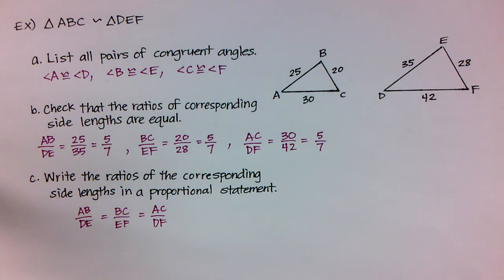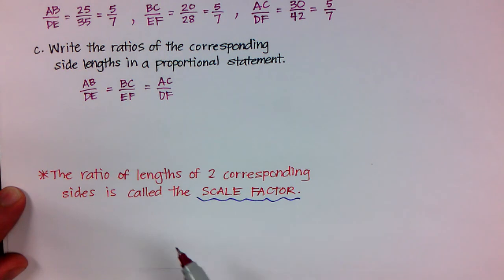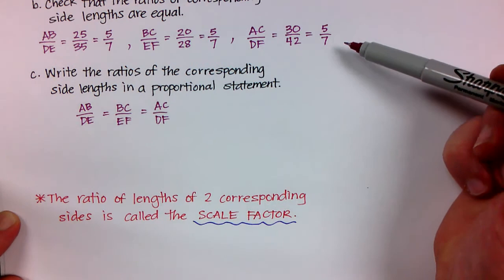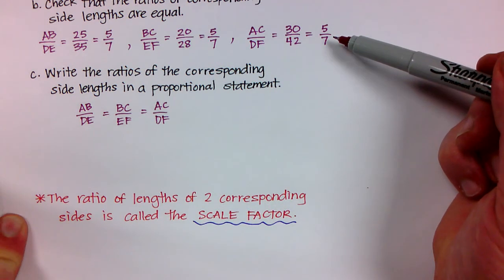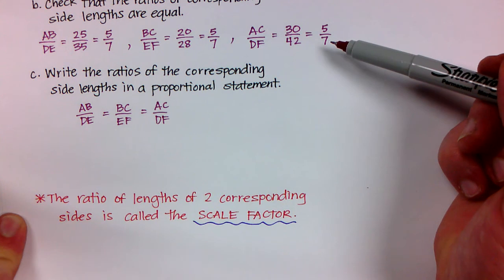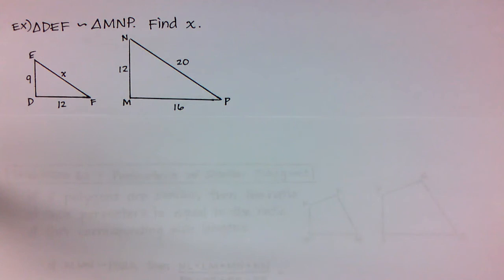So the last thing that I want you to notice is that the ratio of lengths of two corresponding sides is called the scale factor. So this 5/7 that we found up above, this would be called the scale factor of these similar triangles. Okay? So let's move on. I have another example for us.